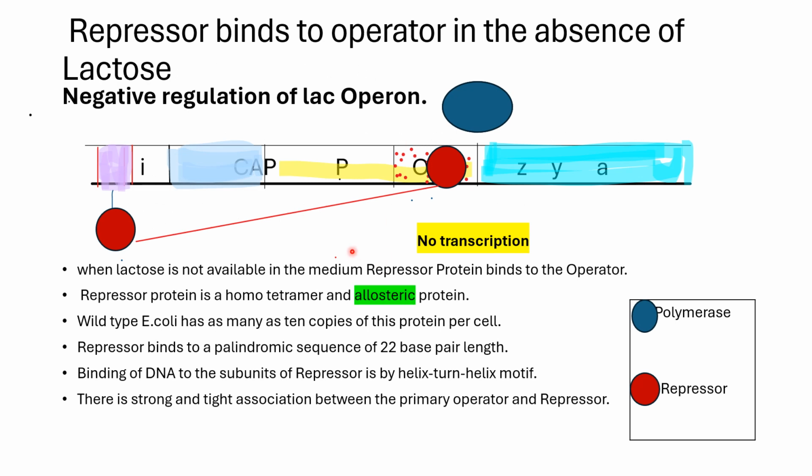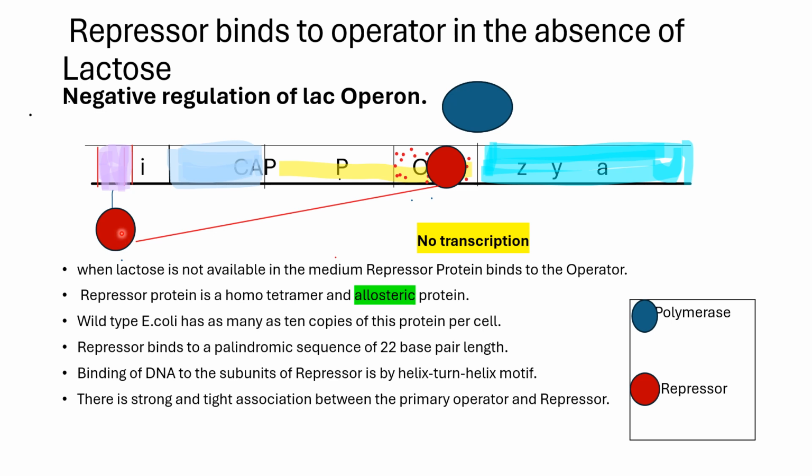Let us discuss the negative regulation of the lac operon. Negative regulation means the repressor binds to the operator and prevents the transcription of three structural genes. During negative regulation, the promoter for the I gene is activated and the I gene undergoes transcription, then translation.